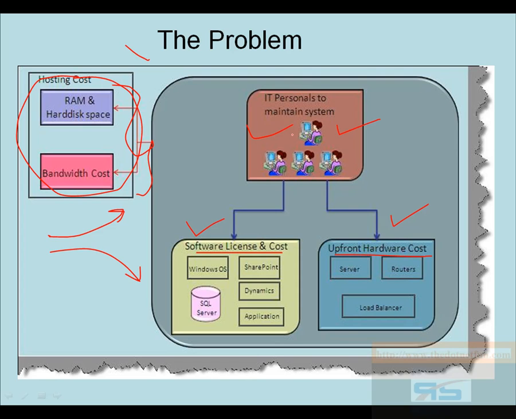So the second part of the problem is upfront cost. So if they do well, the problem is scalability. If they do bad, the problem is the upfront cost. So what is the solution for this?